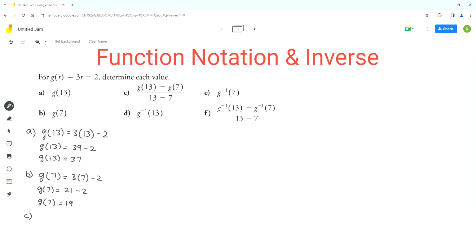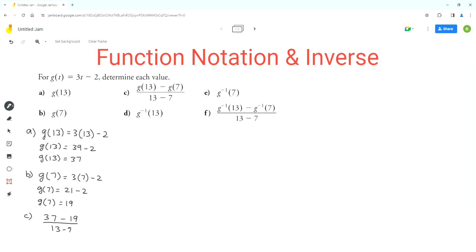Now we can do part C. In part C, we have to find g of 13 minus g of 7 over 13 minus 7. We have already calculated the values of g of 13 and g of 7 in parts A and B. So our first step is, g of 13 is equal to 37. So in the numerator, we get 37 minus g of 7, which is equal to 19, over 13 minus 7.